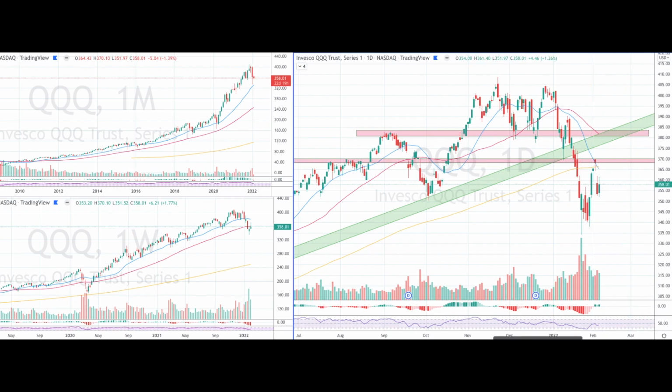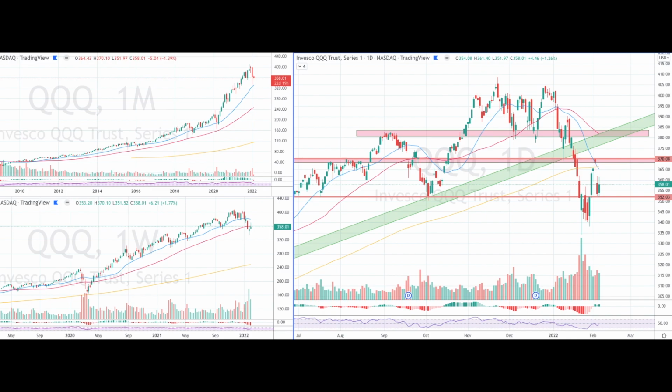So if we're considering the QQQ putting in a rejection around this area and pulling back, I'm basically looking at the QQQ the exact same as the SPY. Anything below 352, I'd be looking at a continuation of this short pattern. Anything above 370, I'd be looking at this pattern being broken and basically watching to see what will happen in the next few days to come. That's my take on the markets, guys.